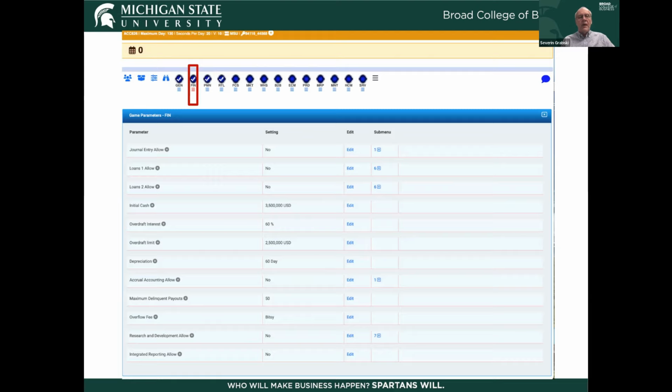a number of the different parameters that you can select. Are you going to have journal entries? Are there going to be loans? What's the initial dollar amount of cash? What's the interest charge? What's the overdraft limit? And when you have delinquent payments, there's an overflow fee, meaning that if you have too much product to fit in your store, how much is it going to cost you to store that additional product? So a number of parameters that you can select. Next slide, please.